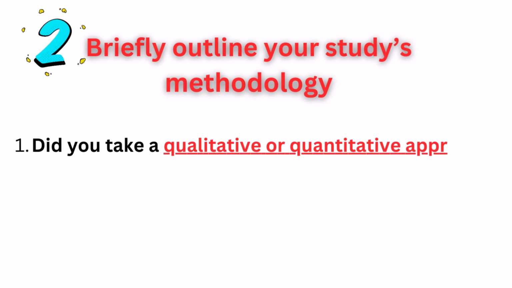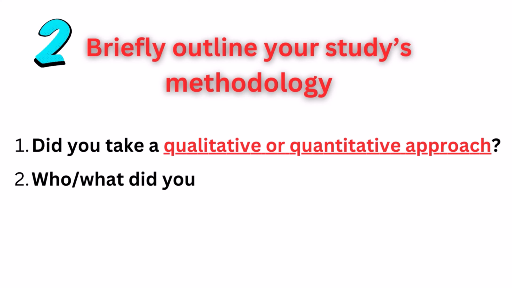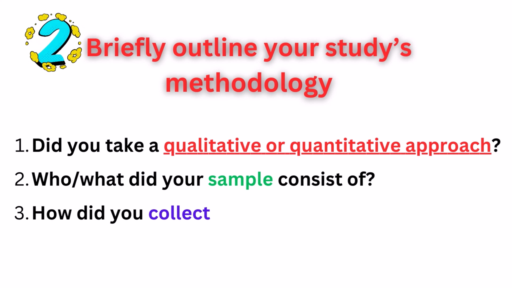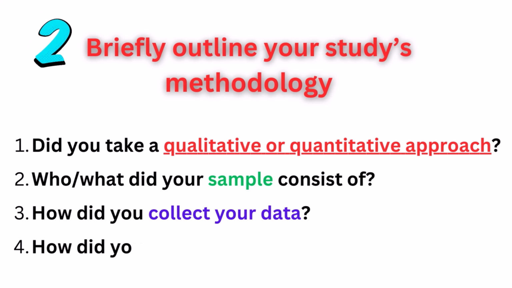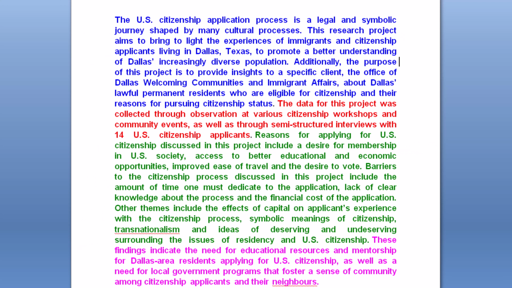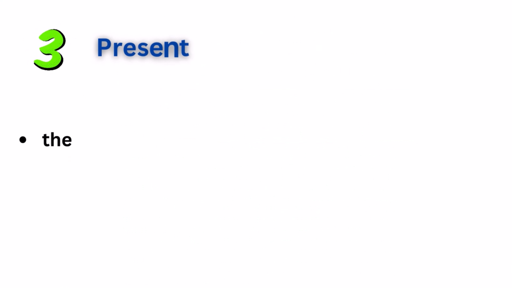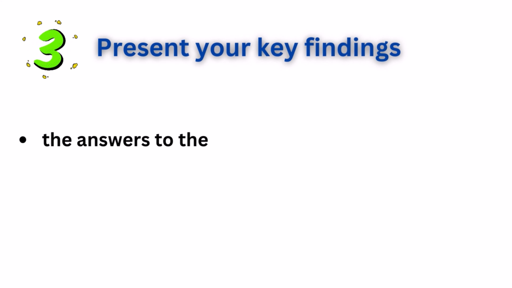1. Did you take a qualitative or quantitative approach? 2. Who or what did your sample consist of? 3. How did you collect your data? 4. How did you analyze your data? Simply put, this section needs to address the how of your research. It doesn't need to be lengthy, this is just a summary, after all, but it should clearly address the 4 questions above. Step 3. Present your key findings.